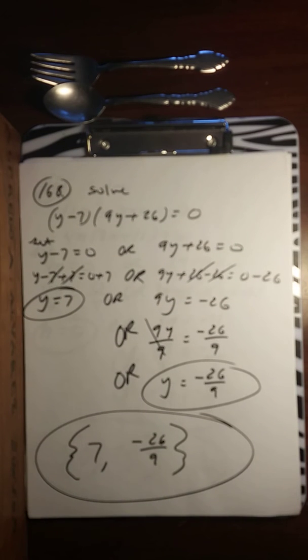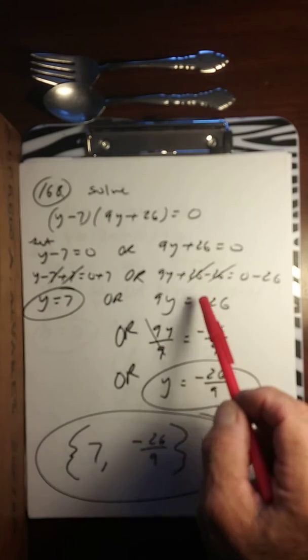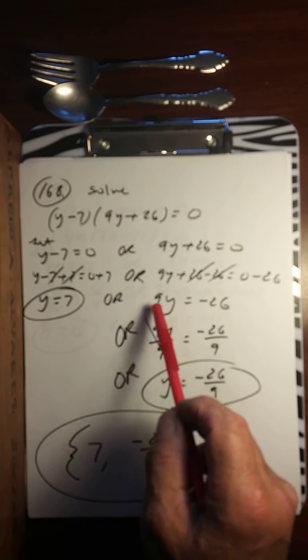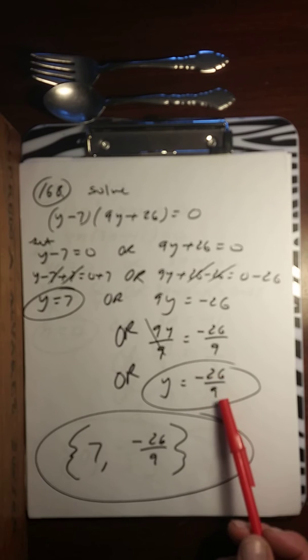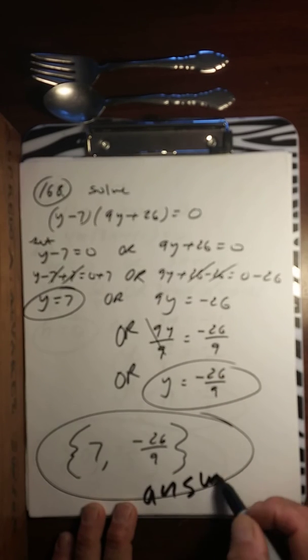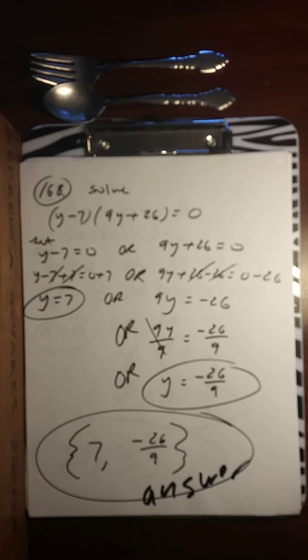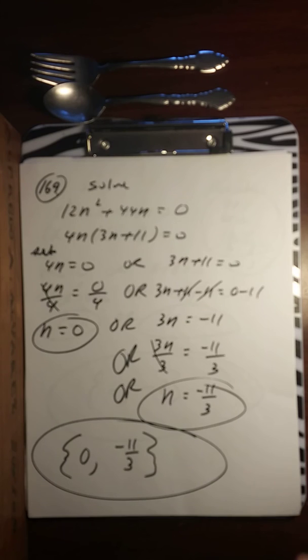y minus 7 and 9y plus 26. So this one, set them both equal to 0. That one equals 0, that one equals 0. So now, y minus 7, add 7, y equals 7. This one, minus 26, 9y equals negative 26. Divide by 9. So y is negative 26 over 9. So the answer is right here. Right there. Both answers, the 7 and the negative 26 over 9. They're both different answers, so put them down.